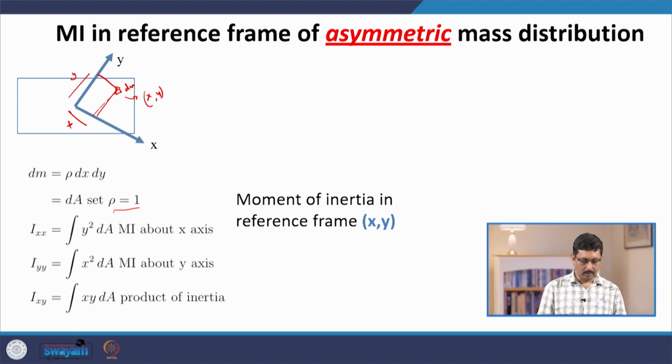Then by now we know that this double integral of y squared times dA, where dA is the area element which is dx times dy, gives you the moment of inertia about this particular x axis. So, this is the moment of inertia of this object with respect to this x axis.